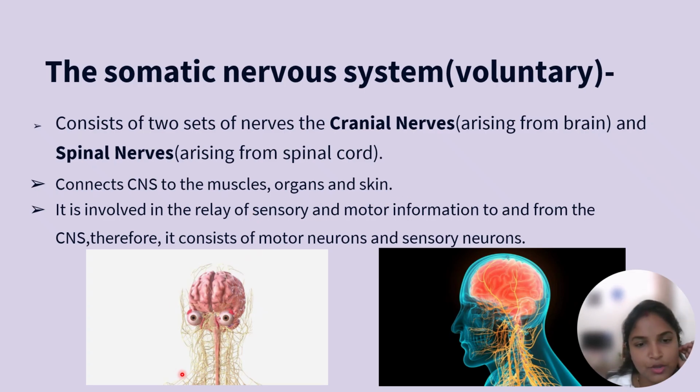In the first picture you see the central nervous system, the brain having millions of nerves. These are called the cranial nerves, and the nerves arising from the spinal cord will be called spinal nerves. It is involved in the relay of sensory and motor information to and fro from the CNS. Therefore, it consists of motor and sensory neurons. Relaying of messages means passing of messages from one nerve to another, so as to complete the circuit, sending the information and bringing the information back to respond.